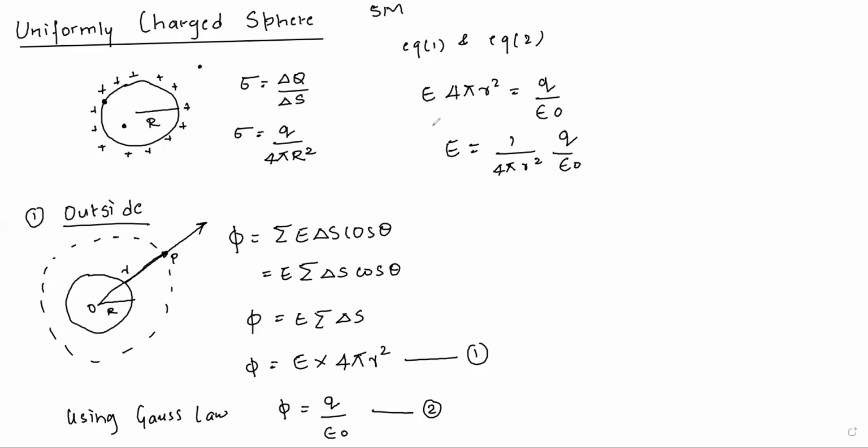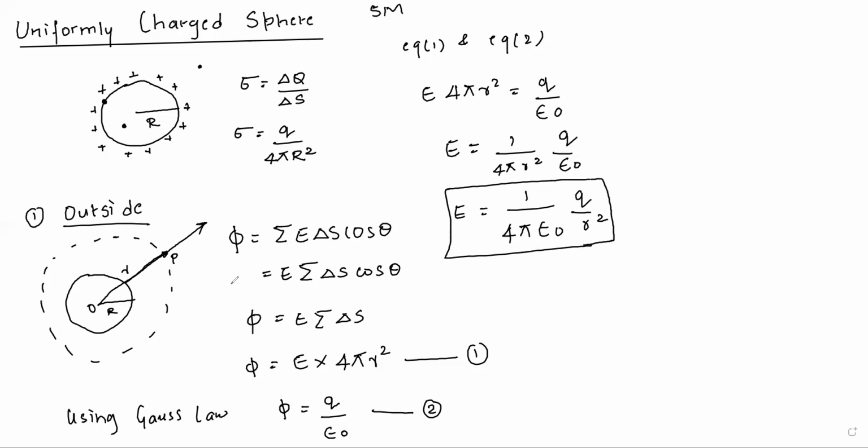If I rearrange this expression, I will arrive at an expression which we are very familiar with: 1 by 4 pi epsilon naught Q by r square. Do you remember this expression? Yes, of course. This is the expression for an electric field due to a point charge. So this is the expression for the electric field due to a point outside the sphere.